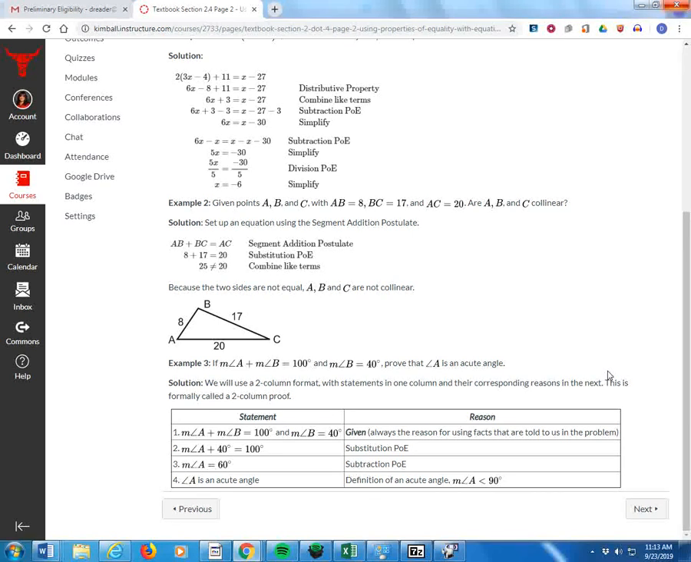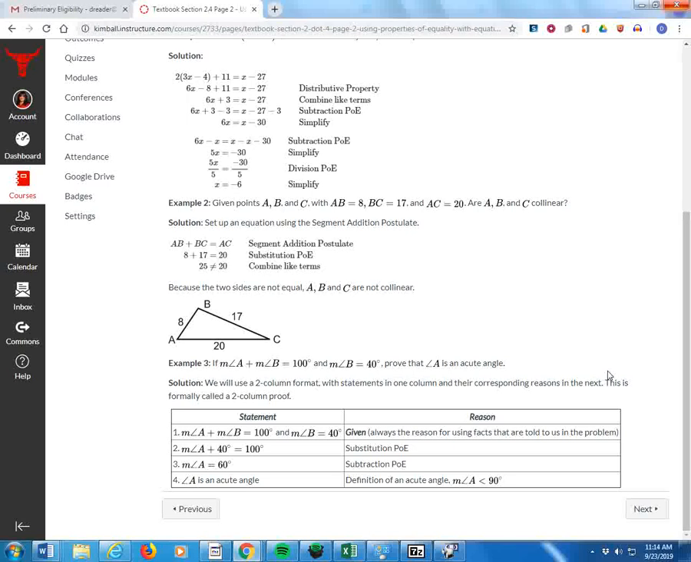If the measure of angle A plus the measure of angle B equals 100 degrees, and the measure of angle B is 40 degrees, prove that the measure of angle A is an acute angle. Well, we can do this in our head, right? If I asked you if angle A is an acute angle, you could tell me yes or no with this information without writing anything down.